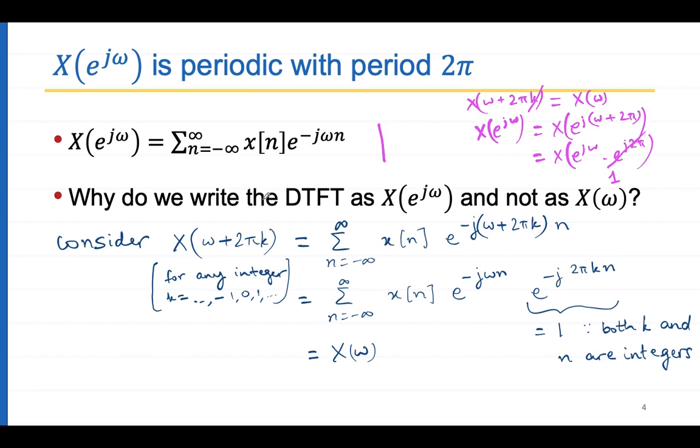Which means my discrete time Fourier transform is periodic. Since it is periodic, to make the periodicity explicitly visible, I write it as X(e^{jω}) and not as simply X(ω), right? Okay, so we write it as X(e^{jω}).